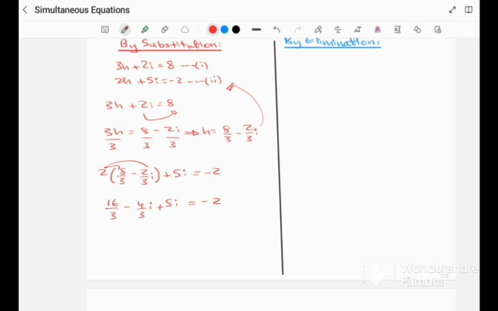Now to simplify this, I'm going to change this 5i term. 5 is the same as 15 over 3. So I'm going to place 15 over 3 instead of 5.